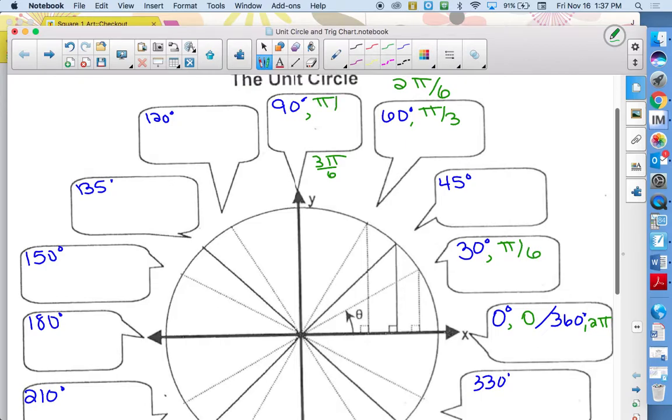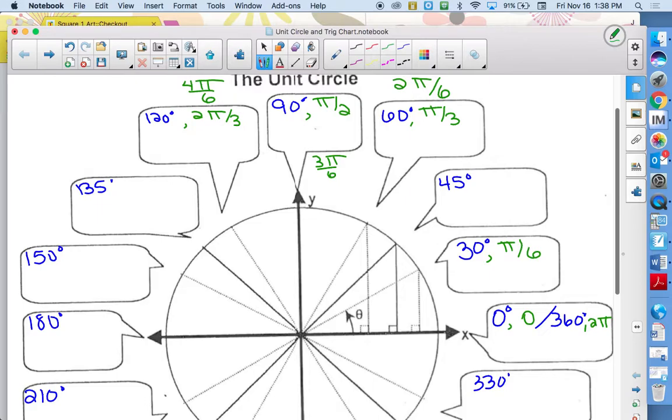pi over 2. So for any angle that is divisible by 30 degrees, I'm just going to keep on counting by pi over 6. 120 is divisible by 30, so this is my next value of pi over 6. Now we're at 4, which reduces to 2 pi over 3. So just keep counting around all those angles that are associated with 30 degrees.